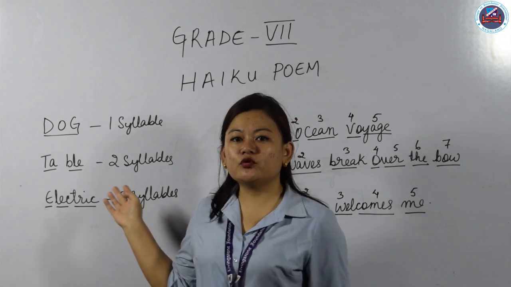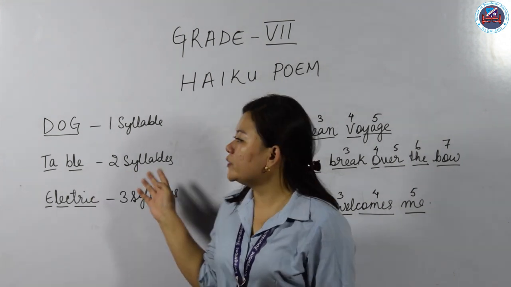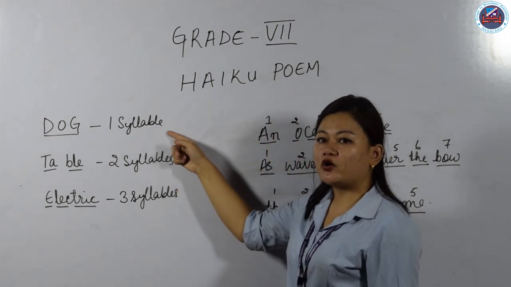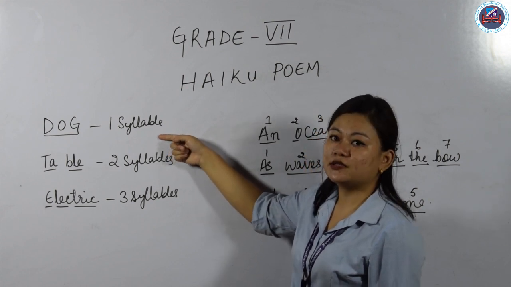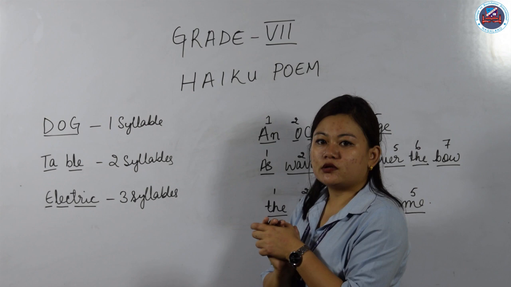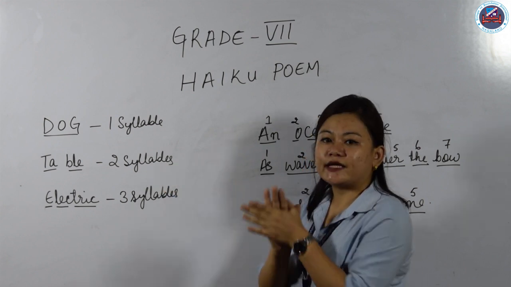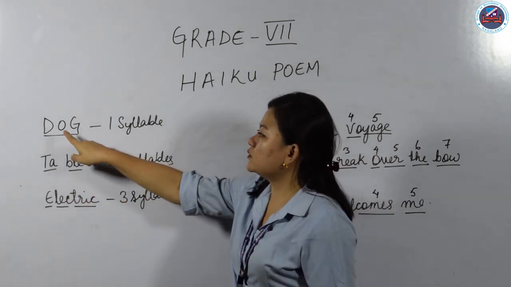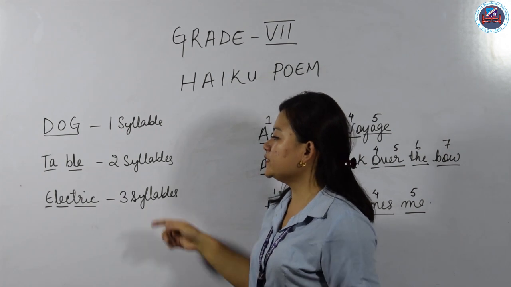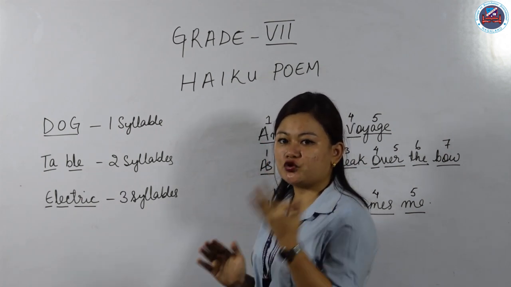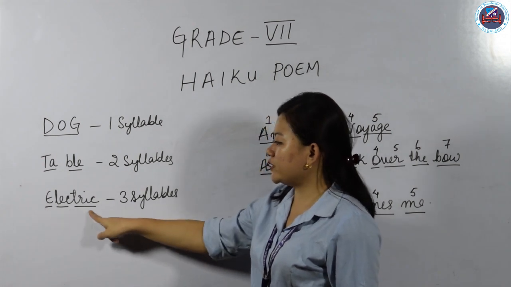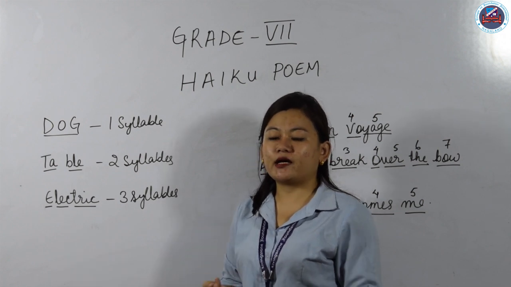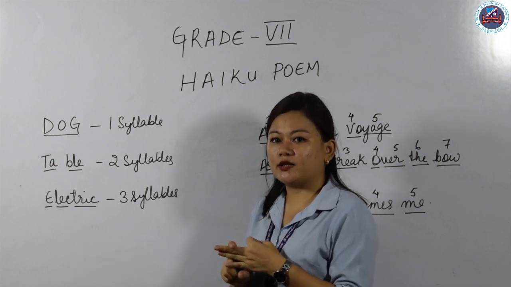Now let us look at some of the words and find out how many syllables there are in each word. First, dog. You can clap your hands along with me and then you can find out the number of syllables. Dog, one syllable. Now second, table, two syllables. Table, two syllables. Dog, one syllable. Now the third one, electric, three syllables. Electric. So likewise, you can also find out the number of syllables in your name by taking your first, middle, and then your last name.